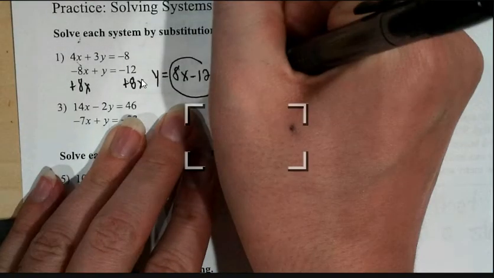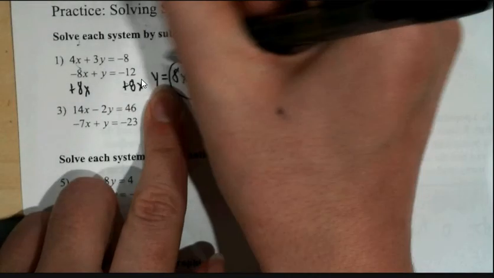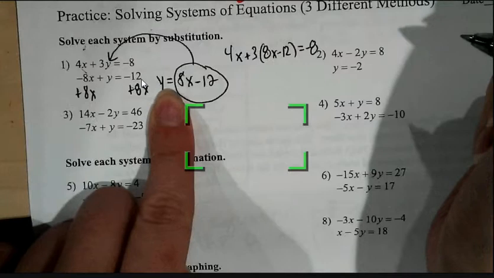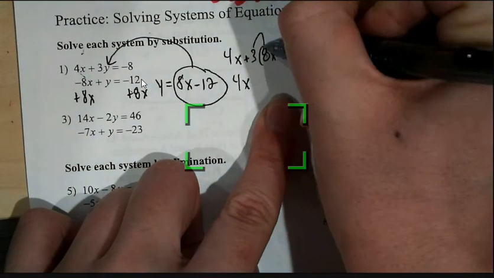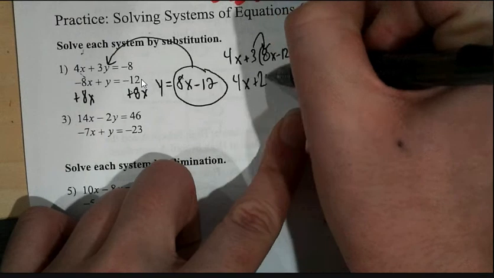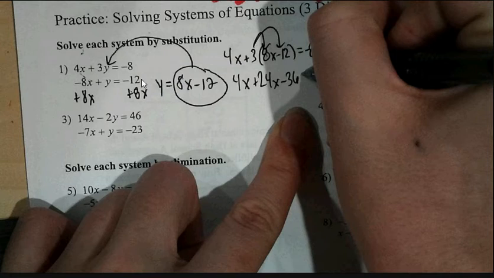So I'm going to take this, which is the same thing as just writing y, and I'm going to put it into my other equation. So I'm going to write 4x plus 3 times 8x minus 12 equals negative 8. And then I'm going to distribute the 3, and I get 24x minus 36 equals negative 8.